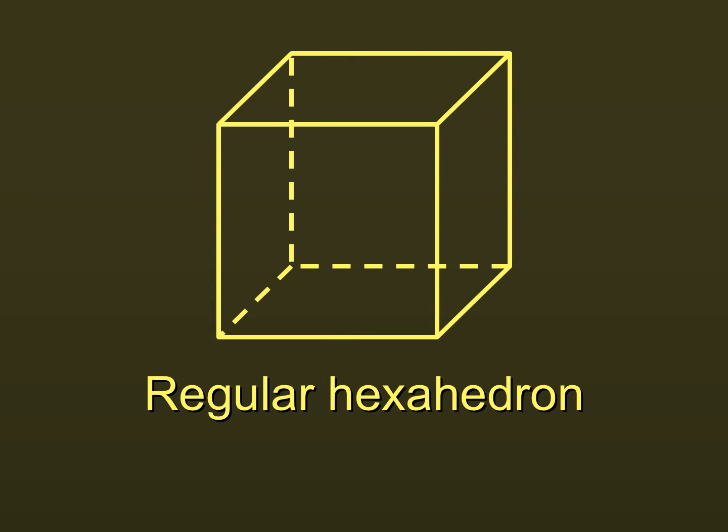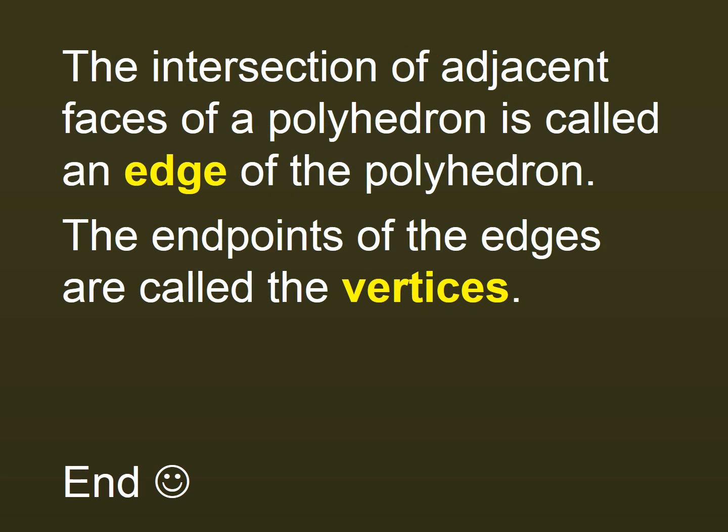So here's an example of a regular hexahedron. You might recognize this as a cube. The intersections of adjacent faces are the edges of the polyhedron. So edges are going to be like the segments. The endpoints of the edges are called the vertices. So these are the points of the polyhedron.